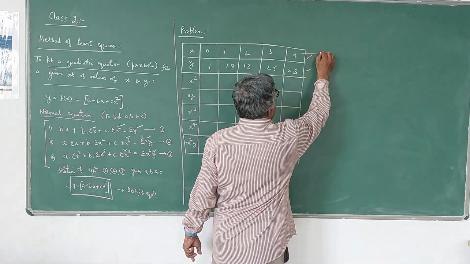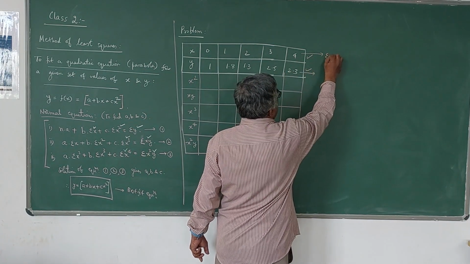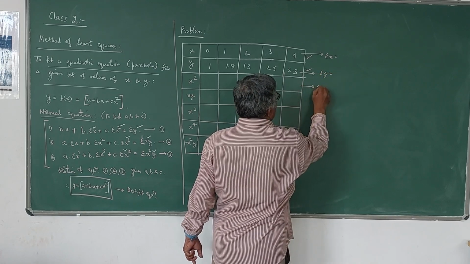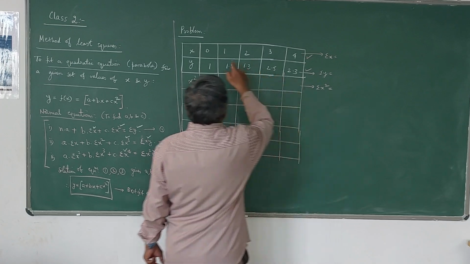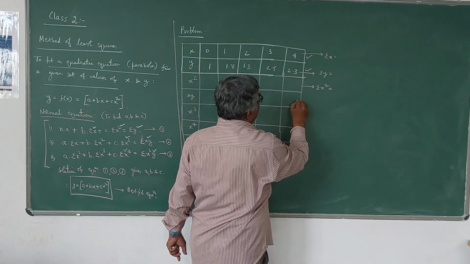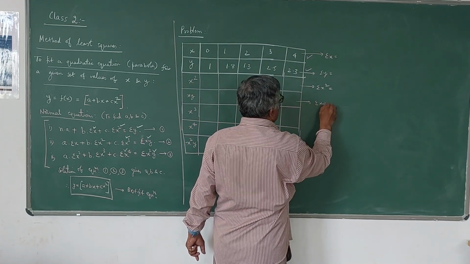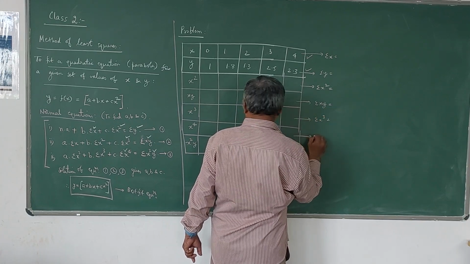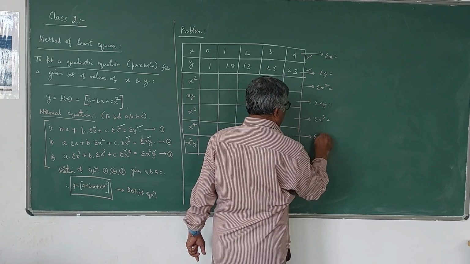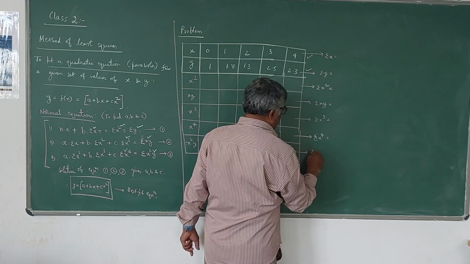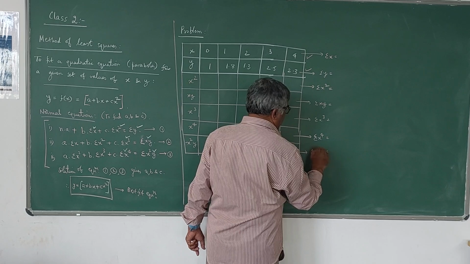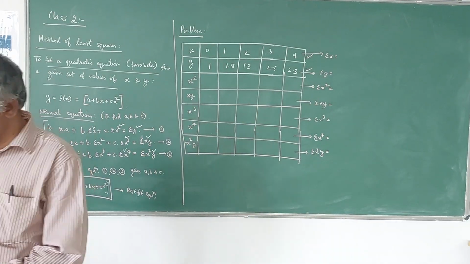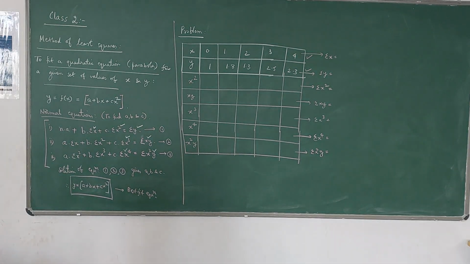So I need the sum of all these: sigma x, sigma y, and sigma x square. So we have to add all the column values. This is sigma xy, this is sigma x cube, this is sigma x power 4, and this is sigma x square y. So we have to add all these values horizontally and we can get the sums.